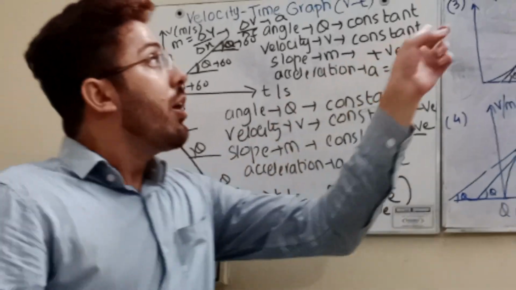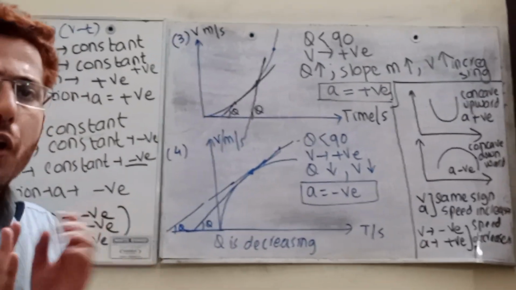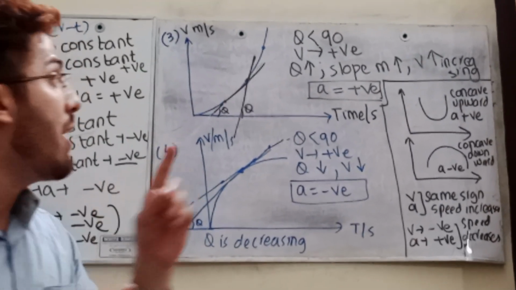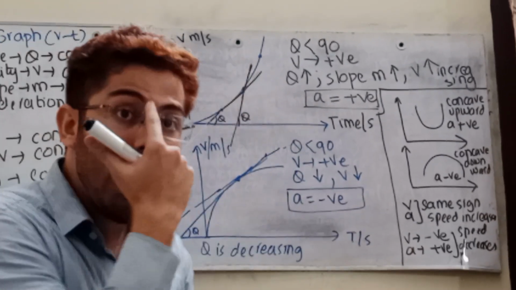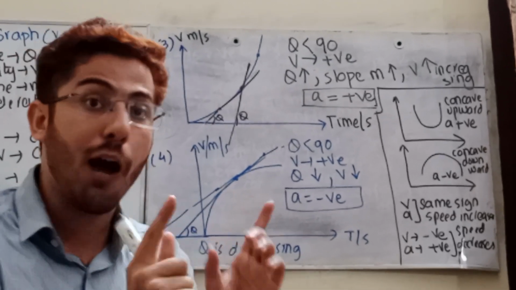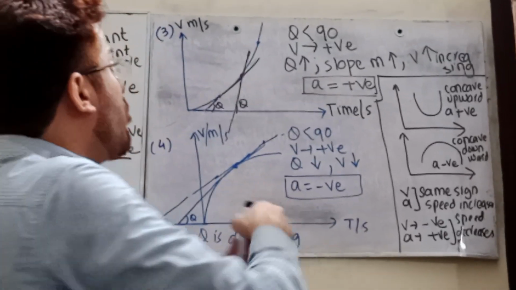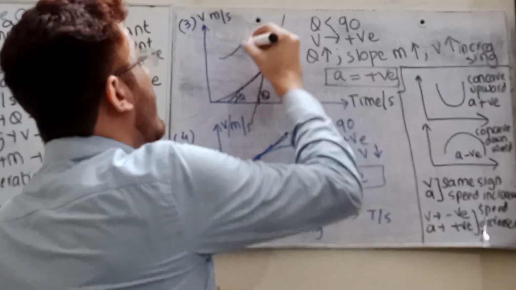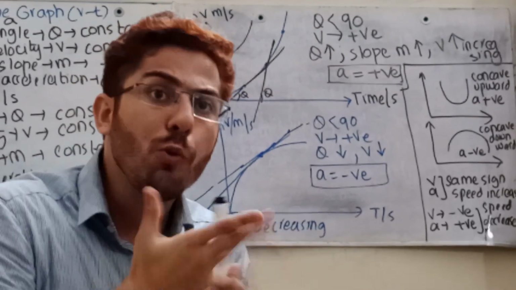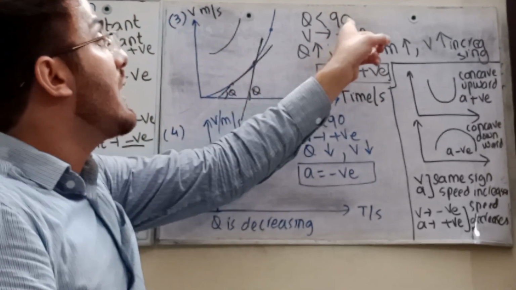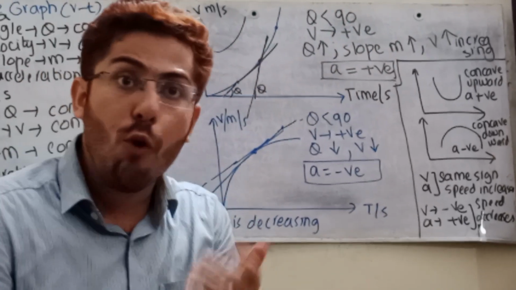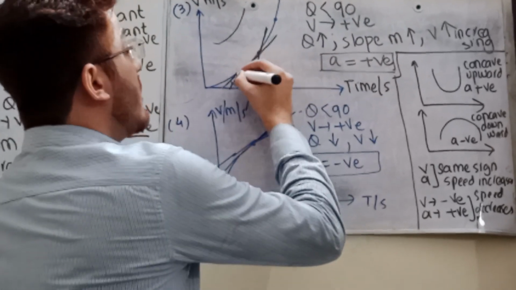Okay, now case number, the student, case number 1 and 2 mostly students understand, but case number 3 and case number 4 are confusing. Now velocity time graph, student, always, now this is basically an increasing graph. How you are going to see, student, see theta, student, is less than 90. How we are going to calculate, student, this is the point.